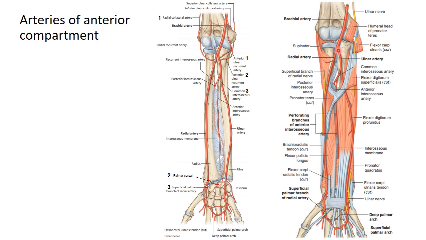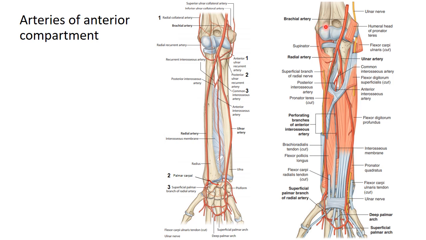From its origin it runs downward beneath a muscle called brachioradialis. Brachioradialis is a muscle of the posterior or extensor compartment of the forearm. We will discuss it in the next lecture, inshallah. The radial artery passes downward on the lateral aspect, accompanying a nerve called the superficial branch of the radial nerve. The radial nerve, if you remember, emerges from the lateral border of brachioradialis and runs in front of the lateral epicondyle.